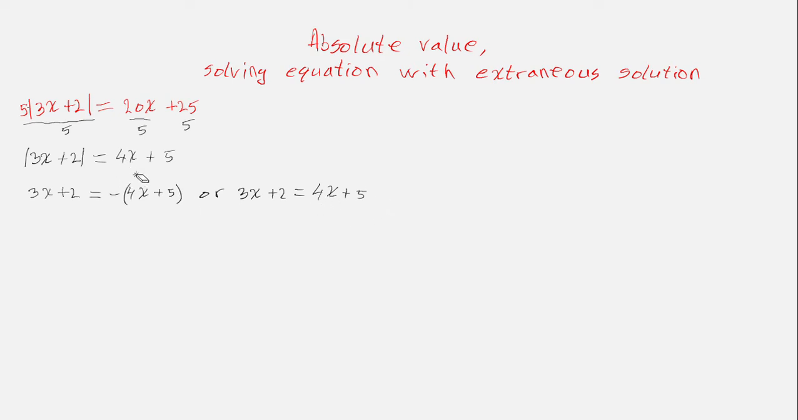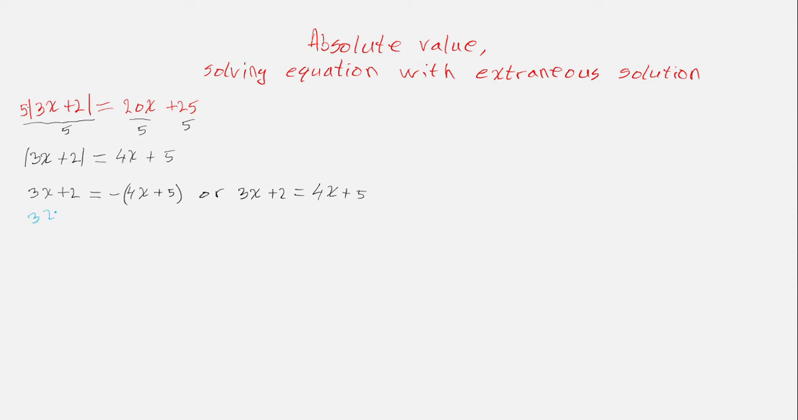Why can we do that? Well, if we take this negative 4x plus 5 and put it inside the absolute value, when we take the absolute value of it, it's going to come out without the minus. And if we take the positive one, 4x plus 5, and put it in here, when it comes out of the absolute value, it's going to look the same as this one. So either way, this should work. Now what we need to do is solve these two linear equations.